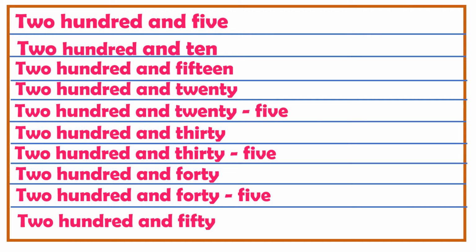Students, we can read and write numbers with symbols and words. This chart shows the numbers and words from 205 to 250. Let's read the numbers and words on the chart. Are you ready? Okay, let's start. Chart number 1 is 205. 205. Chart number 2 is 210.